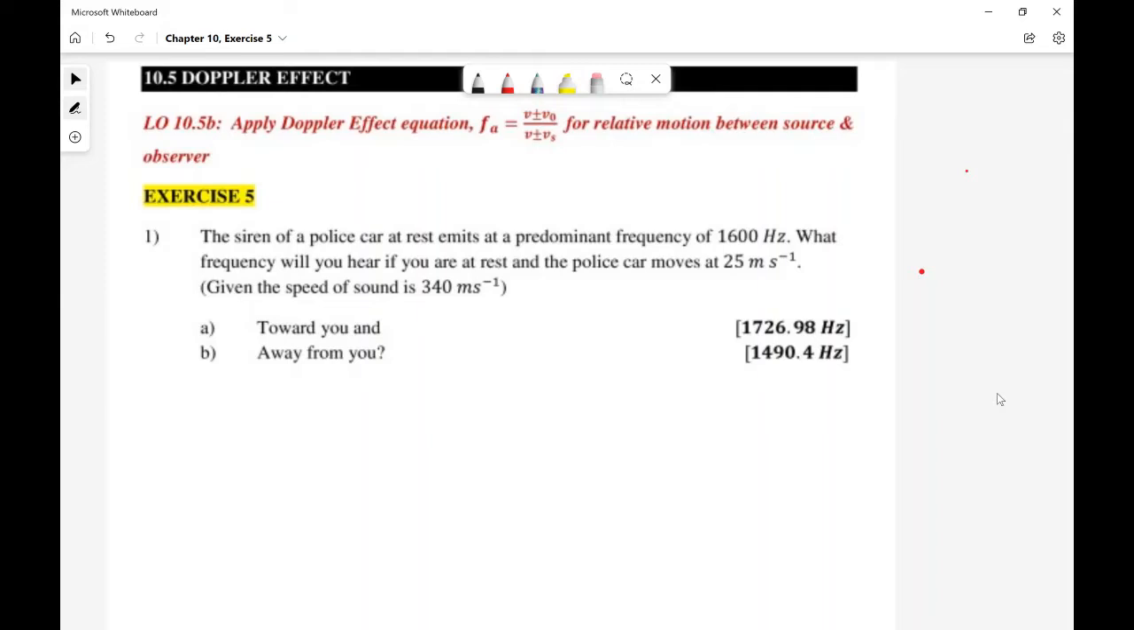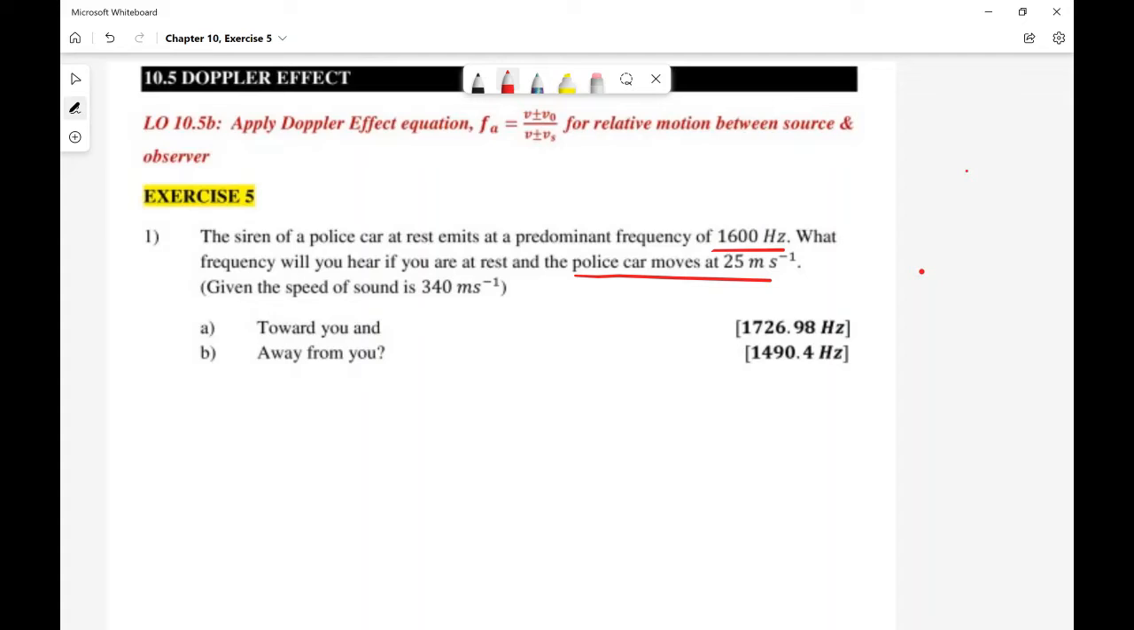Exercise 5, question number 1. The siren of a police car at rest emits at a predominant frequency of 1600 Hz. What frequency will you hear if you are at rest and the police car moves at 25 meters per second? A, towards you, and B, away from you.